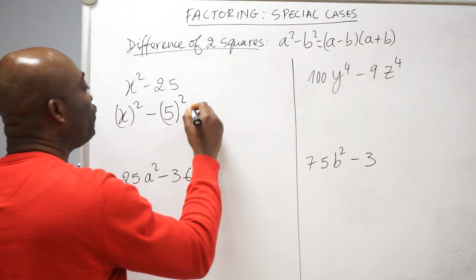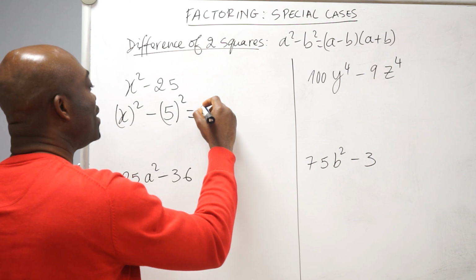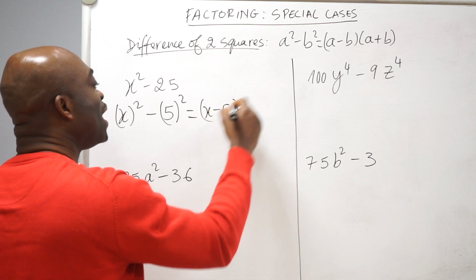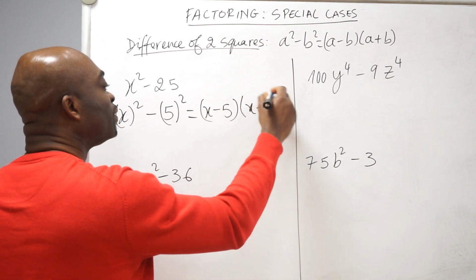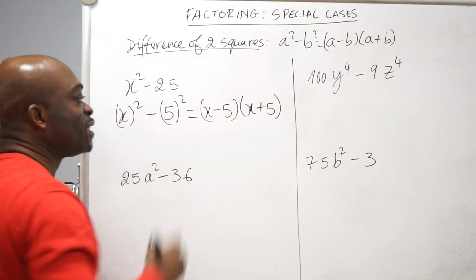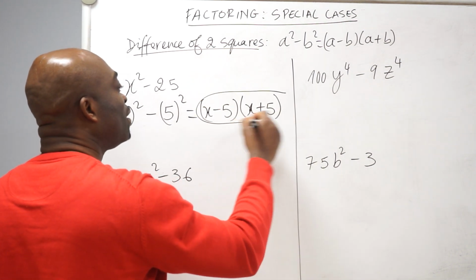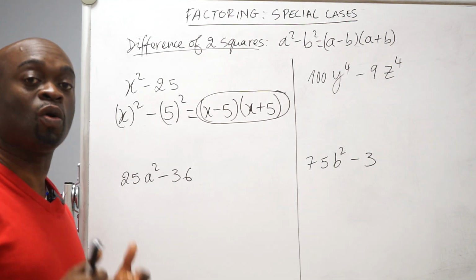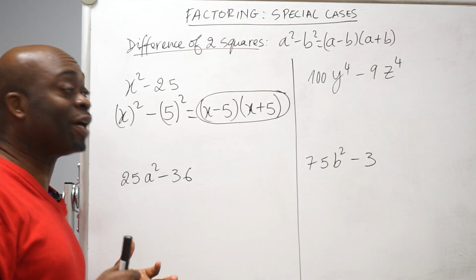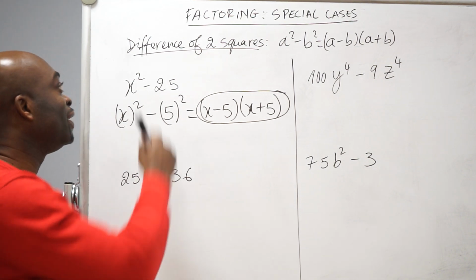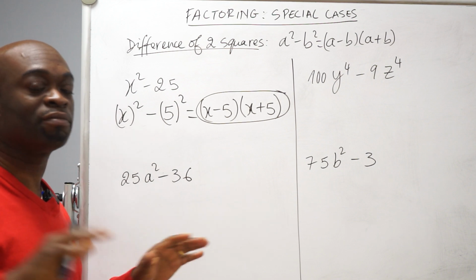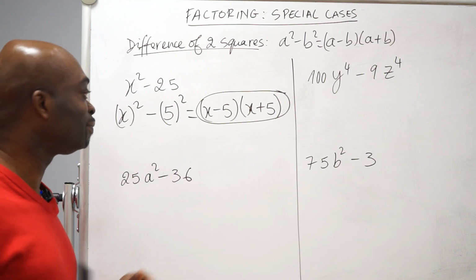Then you apply the formula. That means x minus 5 times x plus 5. This is what we're talking about, and this is your final answer. So once you detect that you are in front of a special case, especially the difference of two squares, that's it. Bingo, you're done.